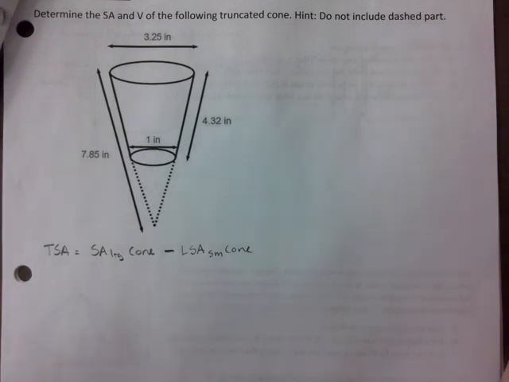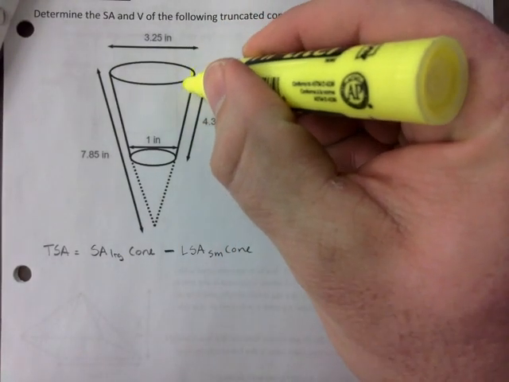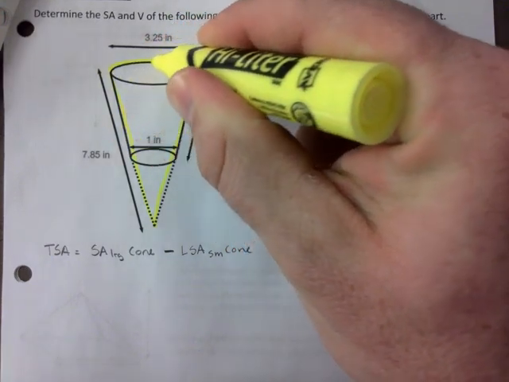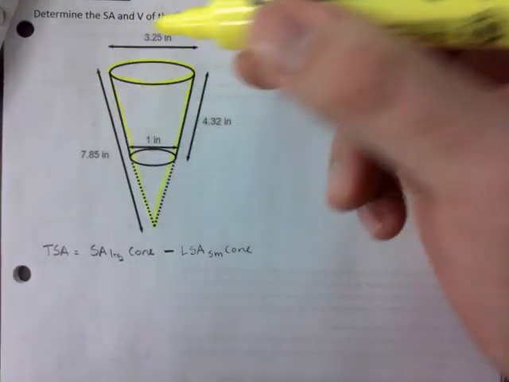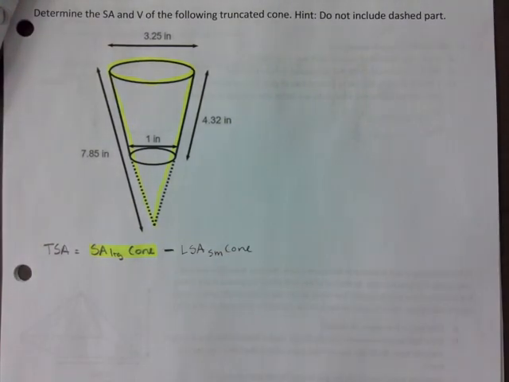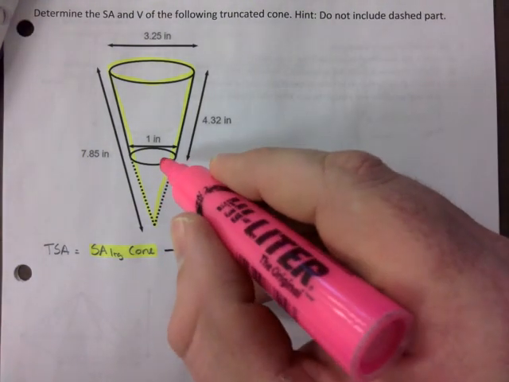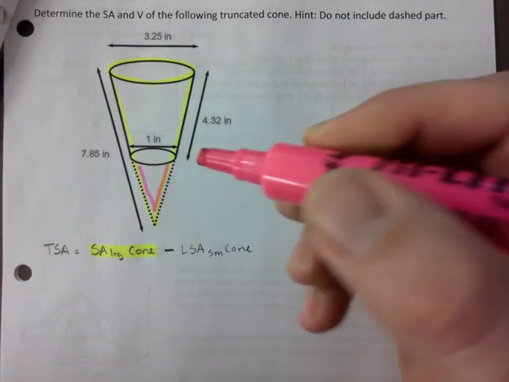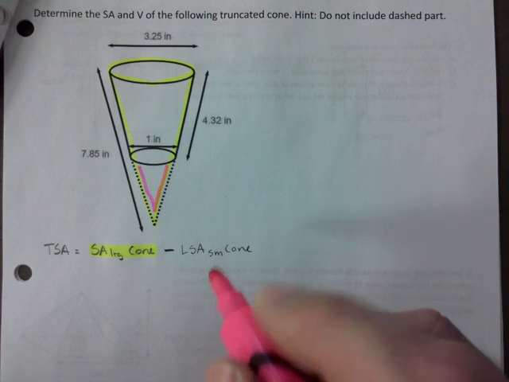Are we good there? So let me use some highlighters here. This is the large cone right here. If I find the surface area of that, then that would be the entire shape right there. Then I'm going to take away the lateral surface area, like this one here. Just that.